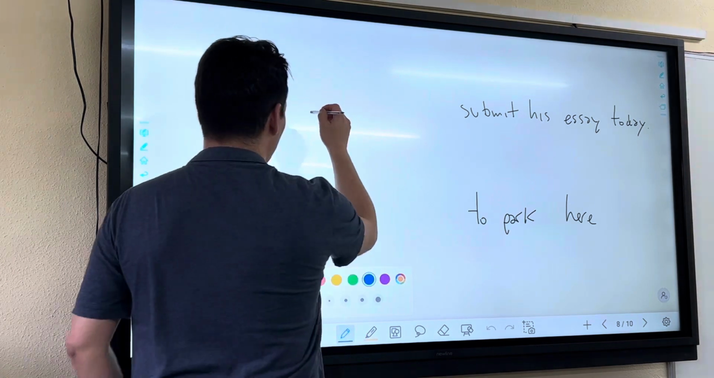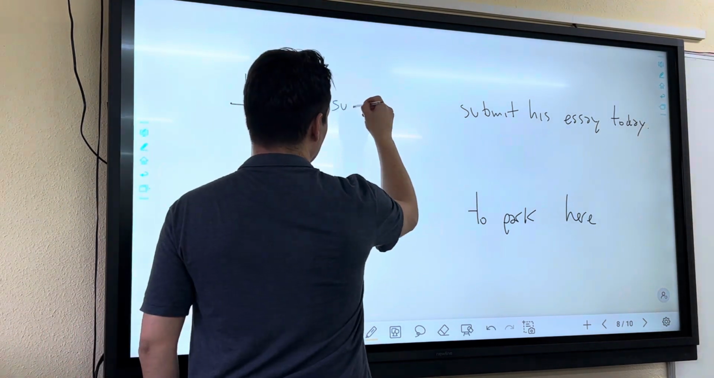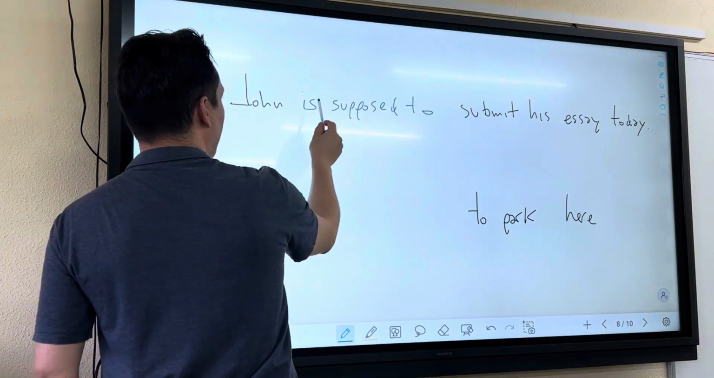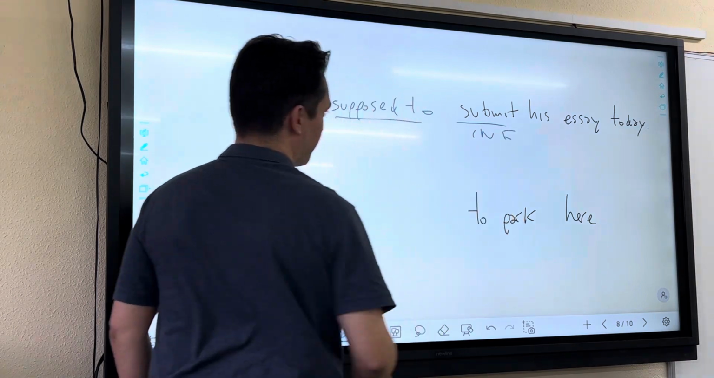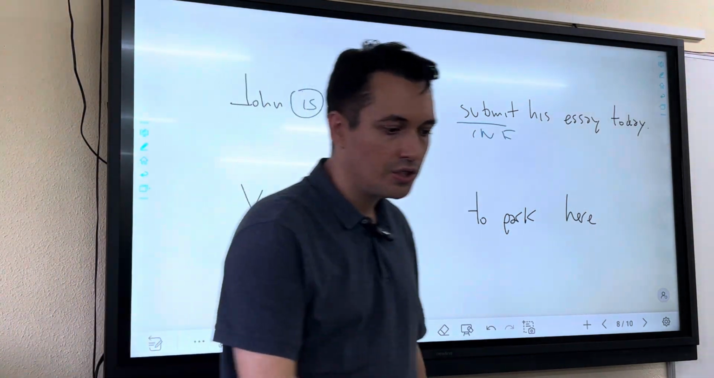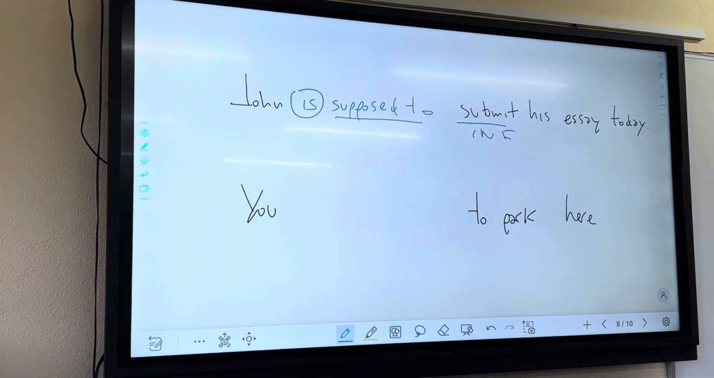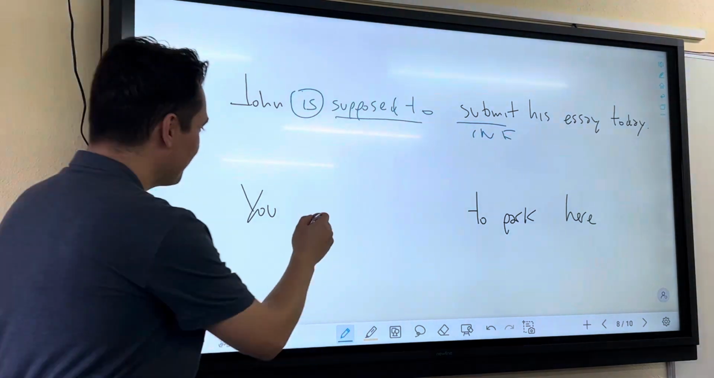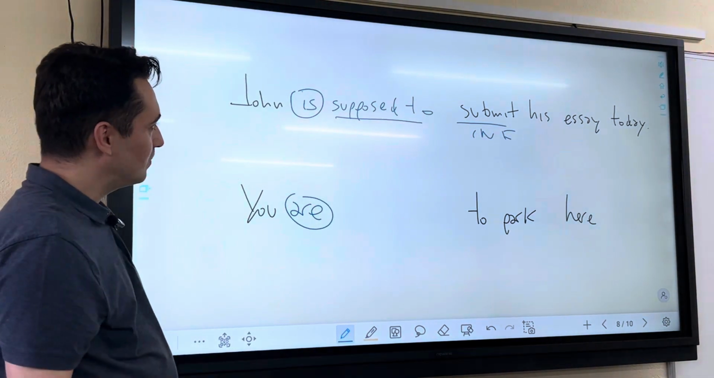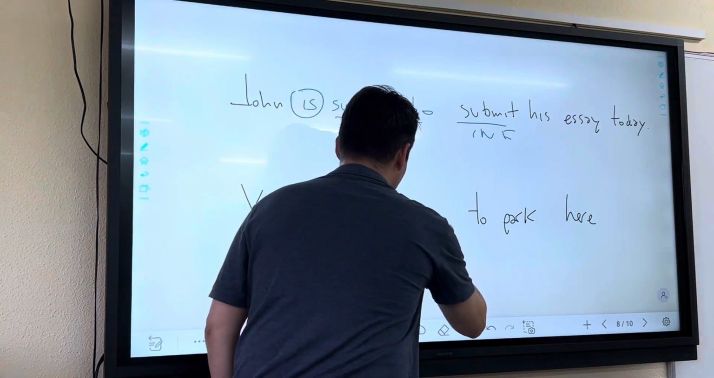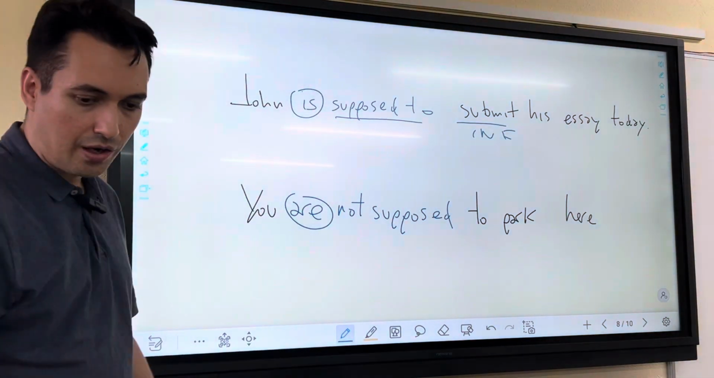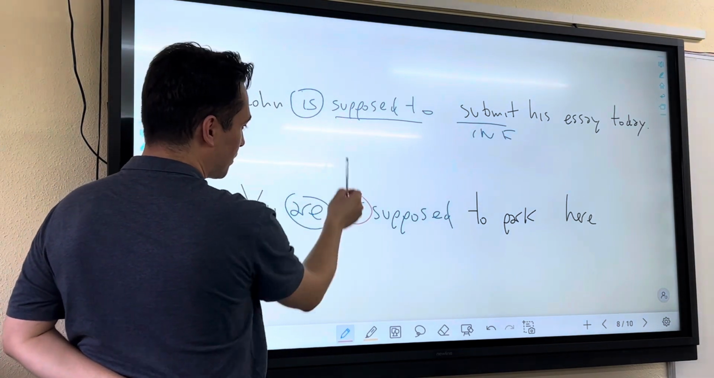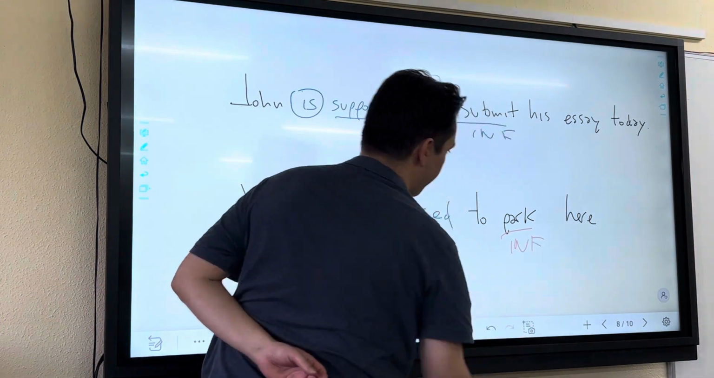John, full sentence, Alex. John is supposed to. Yeah, somebody is supposed to, and then infinitive. John is supposed to submit his essay today. Okay. Oye, se supone que no puedes aparcar aquí, ¿eh? How would you say that, Gabriela? You are, yeah, the verb to be. You're not supposed to park here. So how do you negate it? Pay attention to the way you negate it. You negate it with not, yeah? Somebody is supposed to or somebody is not supposed to, and then infinitive.